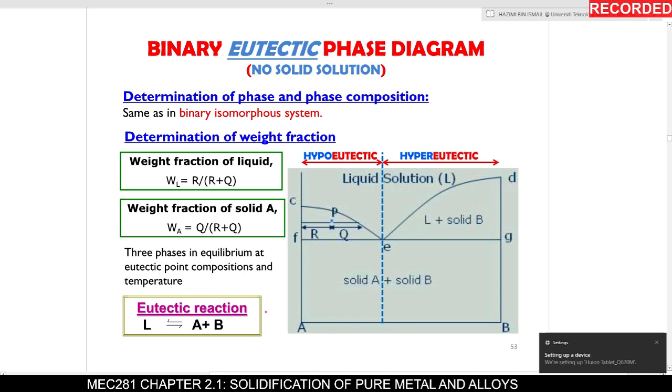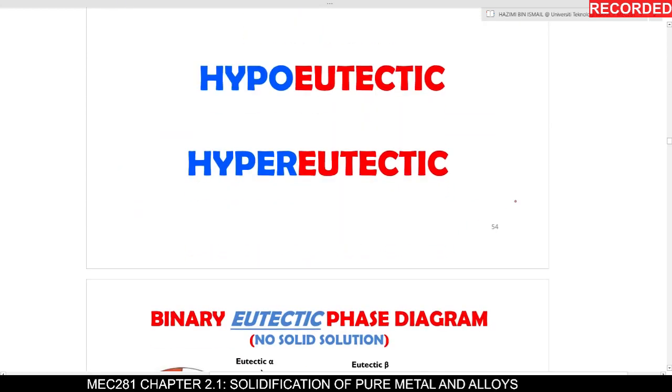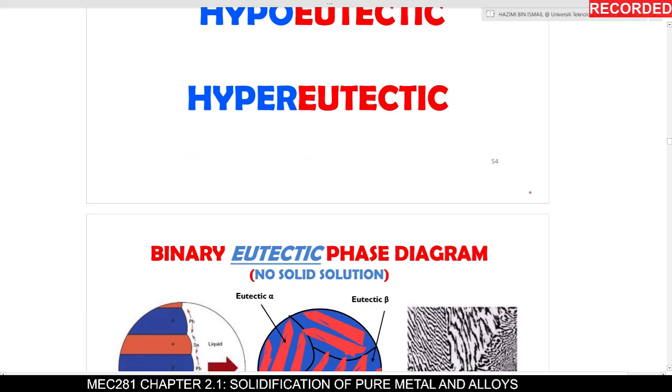The eutectic reaction: from the liquid, a reversible reaction produces solid A plus B. So with these reversible reactions, you can convert solid A and B back to the liquid form, and vice versa, from the liquid form to the A plus B solid form. Okay, so let's go deeper into the hypo and hyper eutectic.